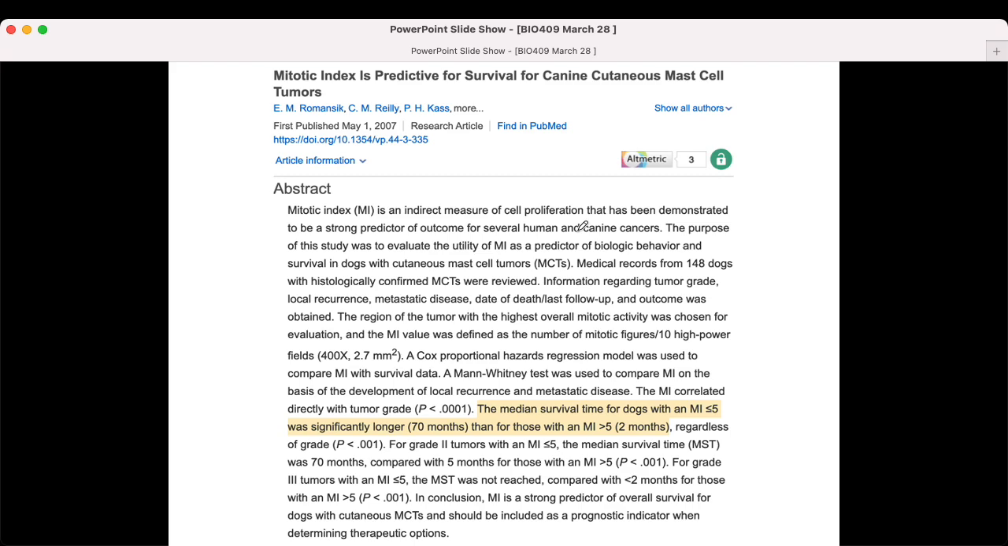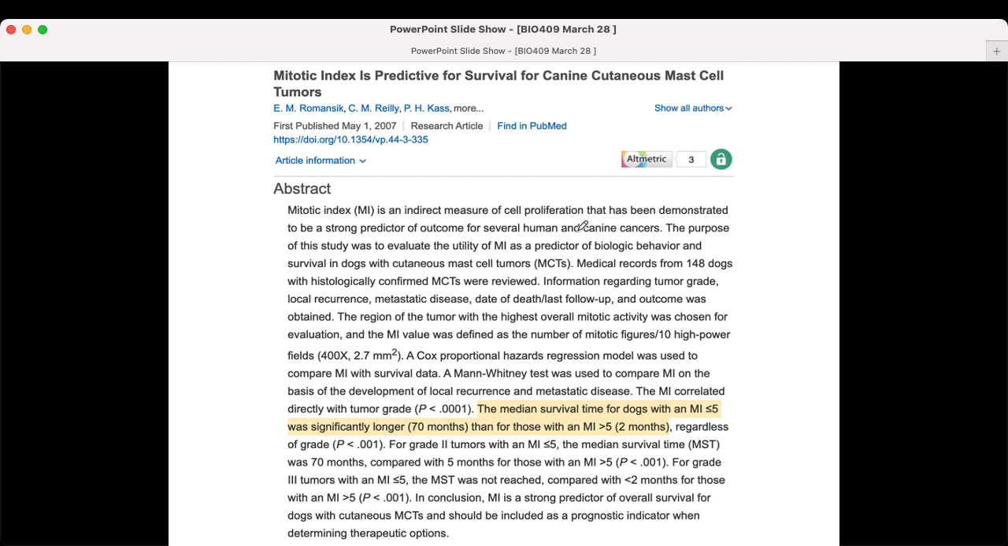So they say in the abstract that the median average survival time for dogs with a mitotic index less than 5 was significantly longer. Those dogs lived for about 70 months. For those with a mitotic index greater than 5, they lived for only 2 months. So see, they're using that mitotic index, and it's really predictive, right? A really powerful predictive tool. And what is it showing us? It's showing us the start, and how fast the light is turning green, right? The mitotic index is an indirect measure of something important, and it's that start.